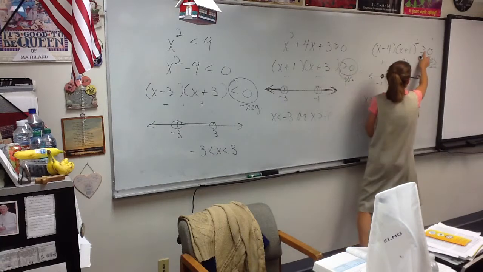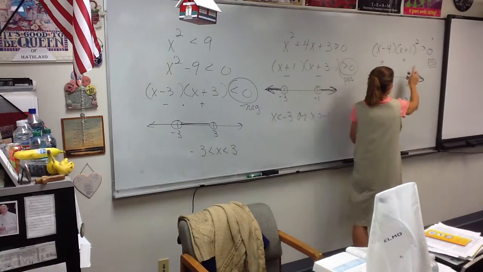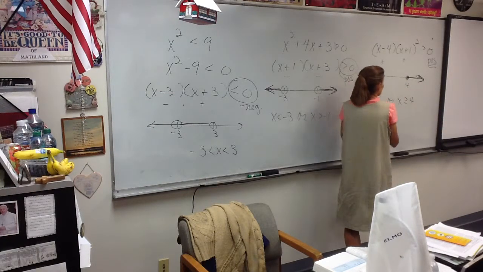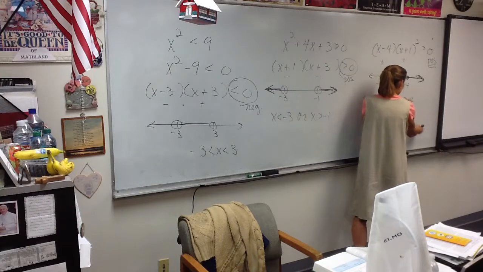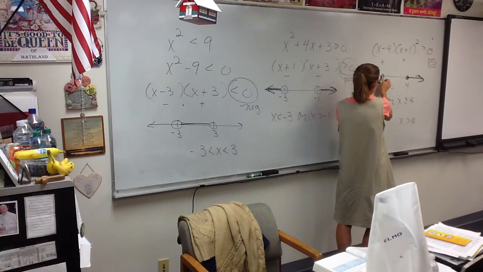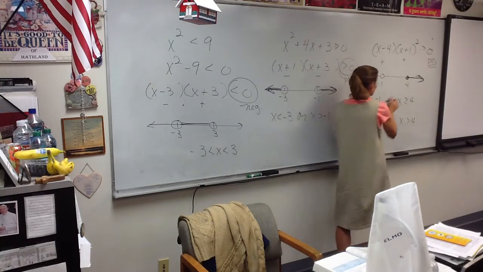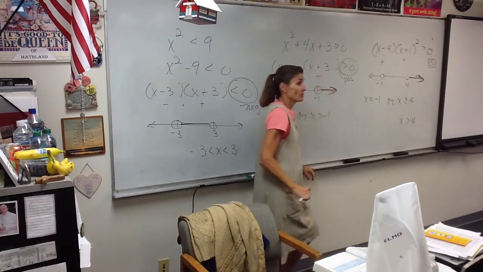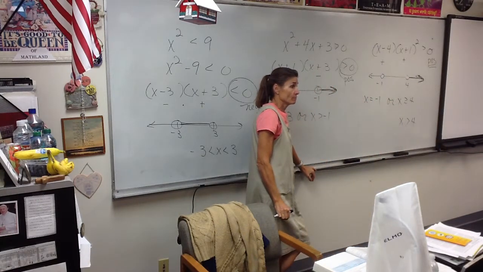If that "or equal to" hadn't been there, how would that change my answer? It would just be x is greater than 4, because that would have been an open dot, which means not included, and so the answer would have just been x is greater than 4.